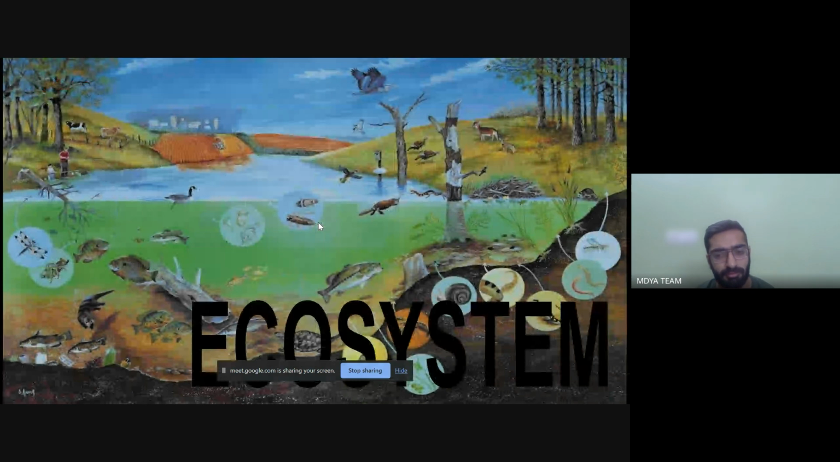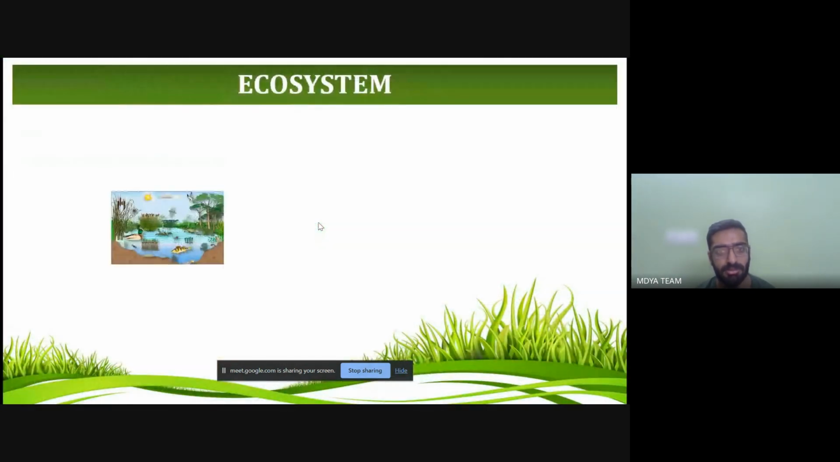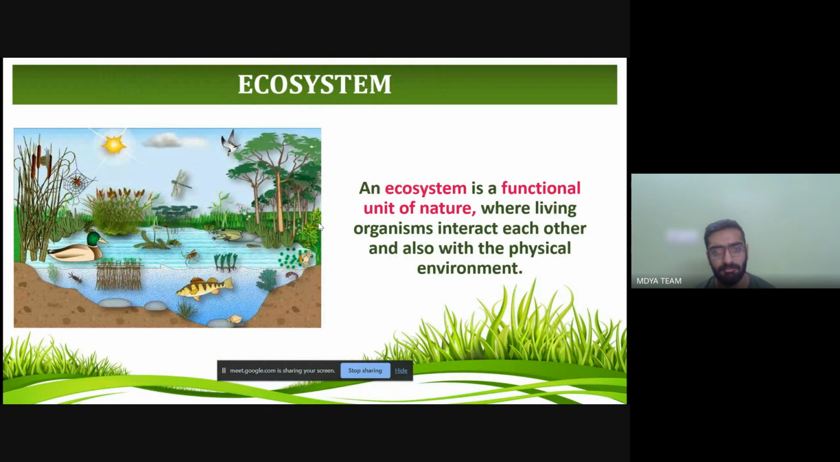Then we would understand the topic of ecosystem. An ecosystem is a functional unit of nature where living beings, which could be anything, human beings, animals, or different kinds of species, interact with each other and also with the physical environment around them. Whenever the living species interact among themselves and with the environment around them, that forms an ecosystem. For example, suppose there is a place in which there is no human species.